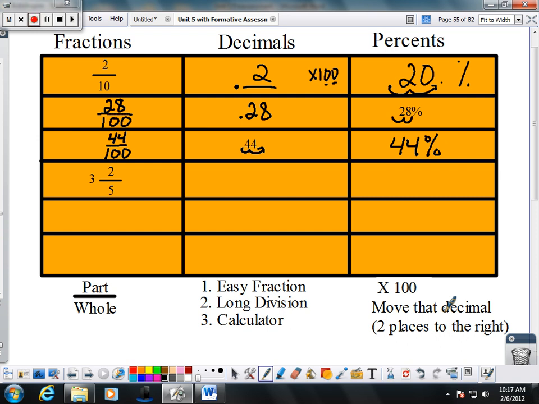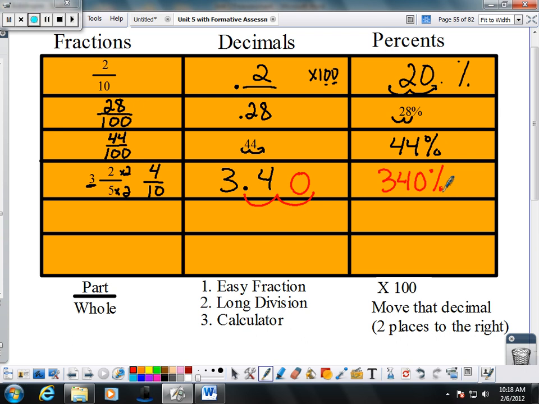For example, let's take 3 and 2/5. I know 2/5 can be an easy fraction just by multiplying the top by 2 and the bottom by 2, so I get 4/10. And I know my 3 is my whole number, so I have 3 and 4/10, which is 3.4. To convert that decimal into a percent, all I'm doing is moving the decimal 1, 2, adding a 0, 340%. So, real good review. Easy way to convert between fractions, decimals, and percents.